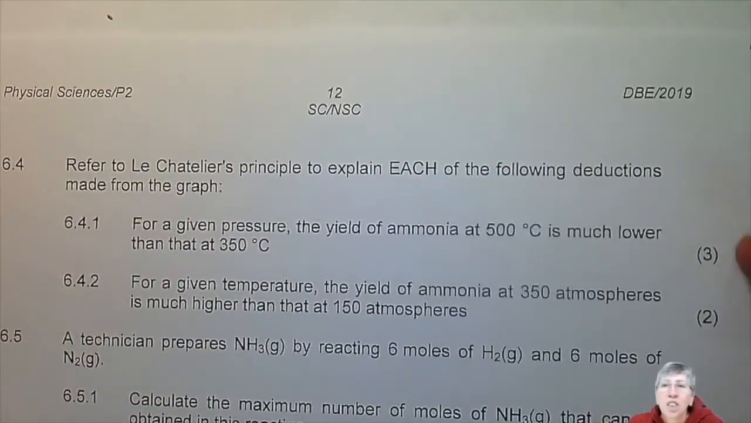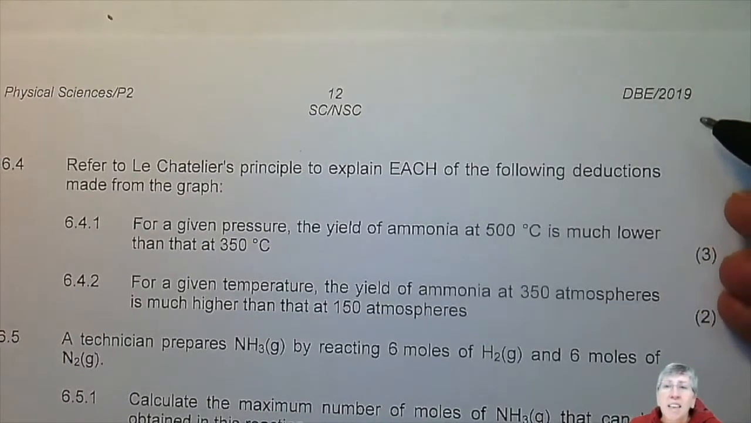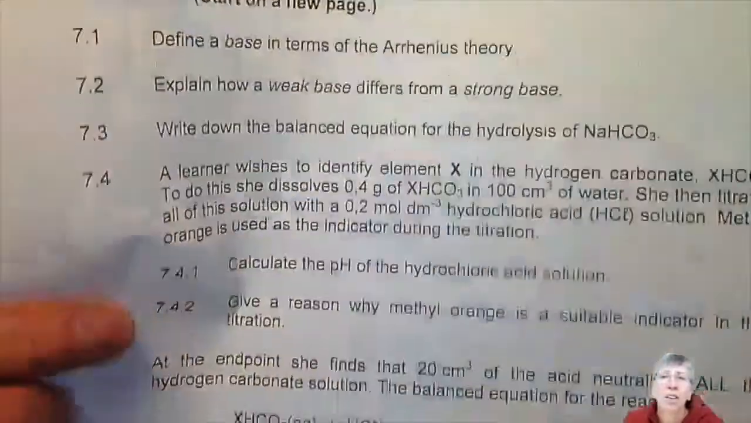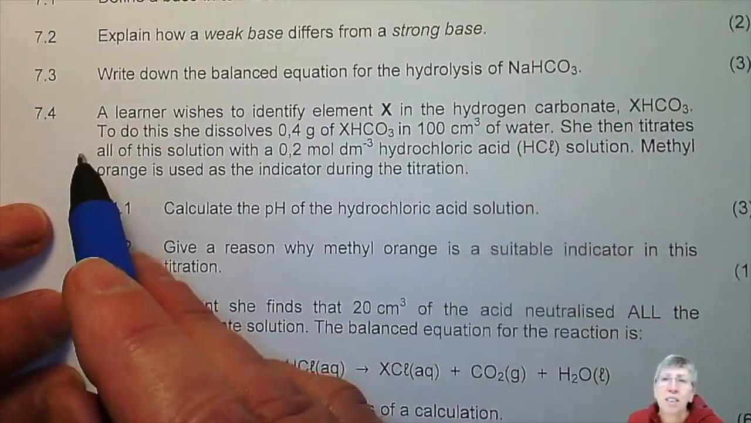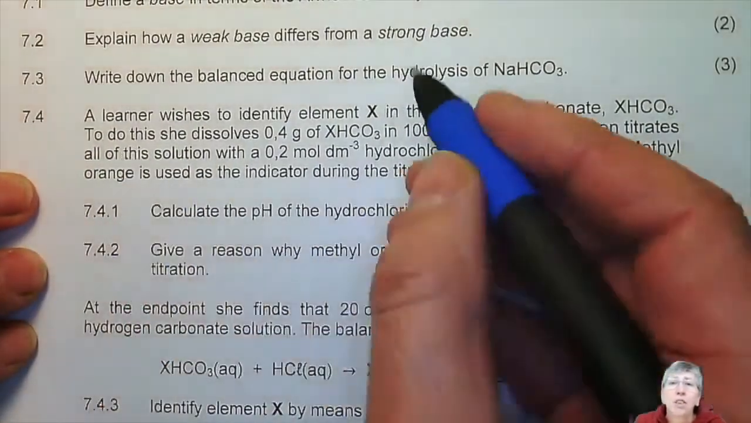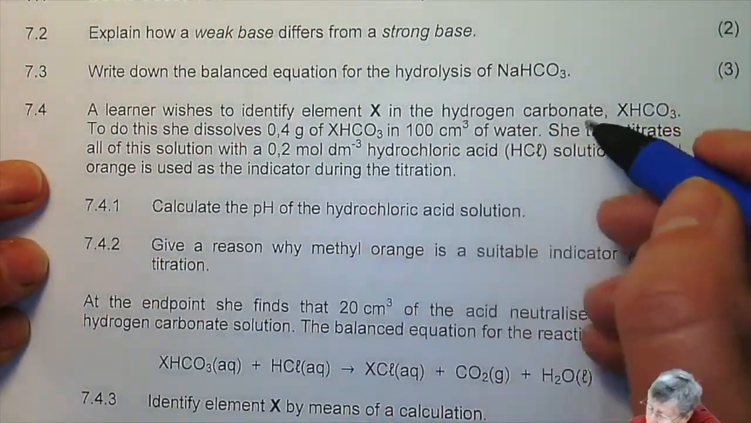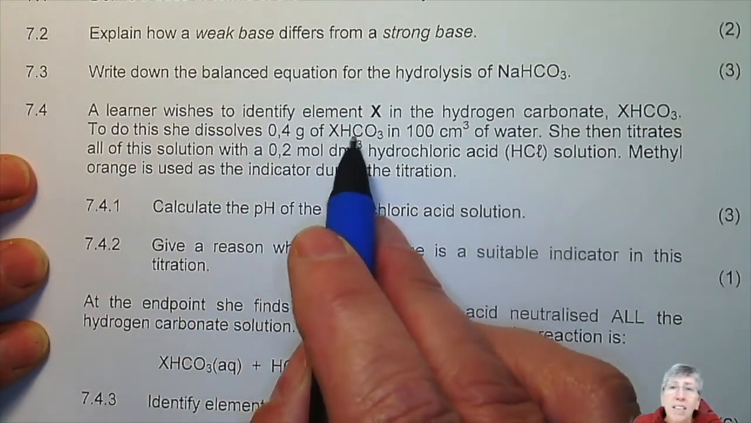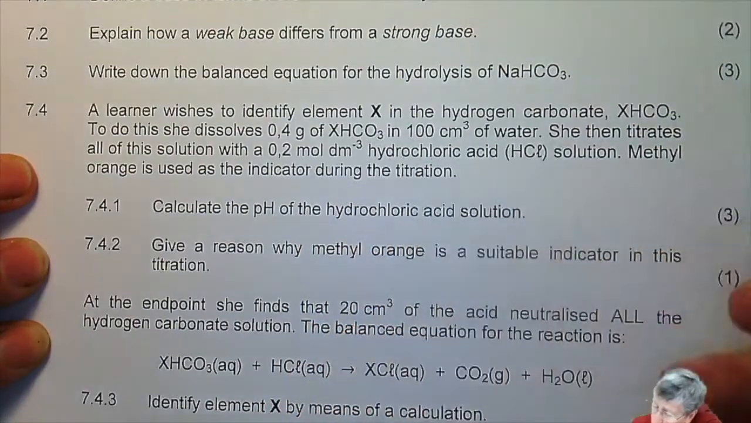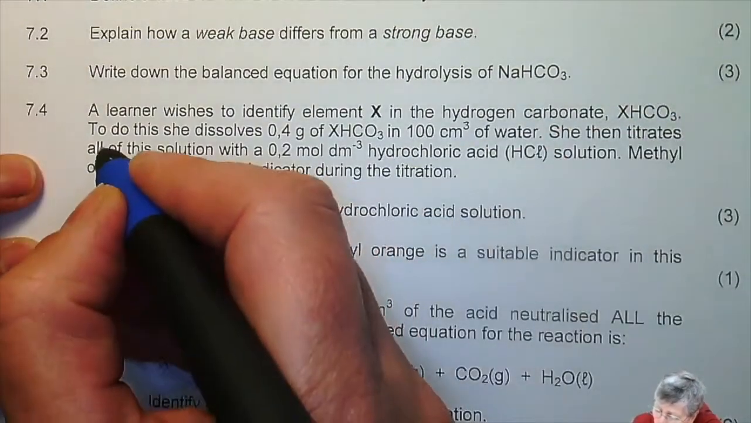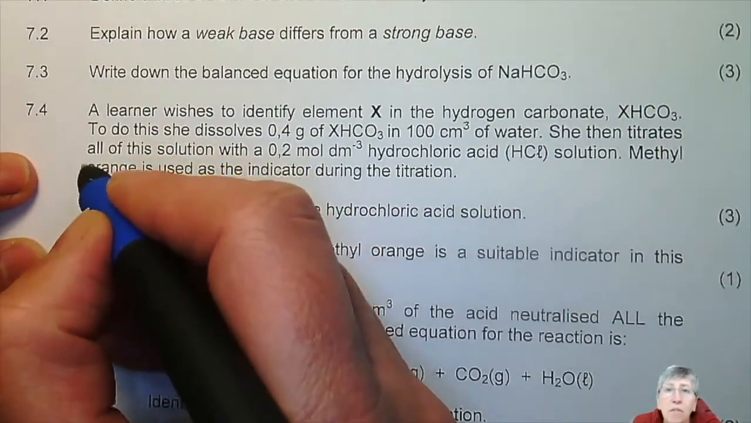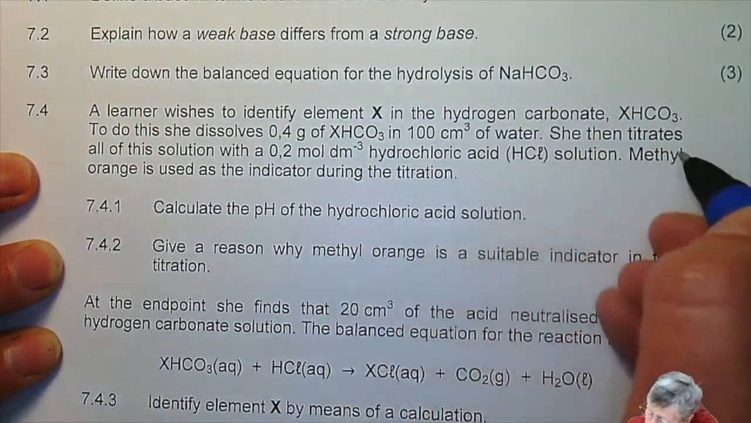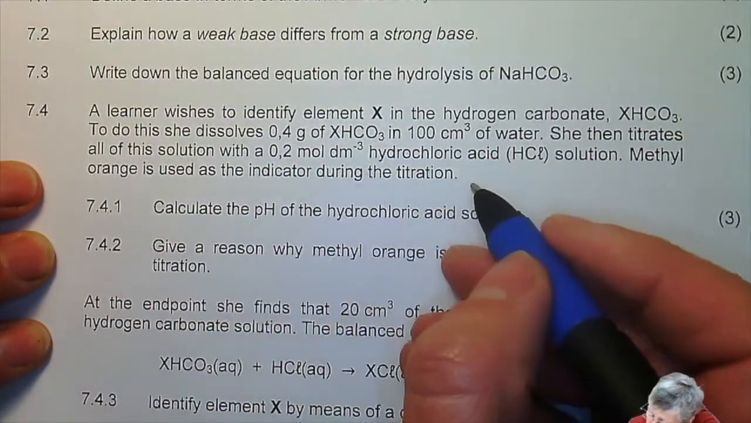Right, for the next question, we're going to look at the 2019 paper in July, and we are not going to do everything. We're moving right up to 7.4. A learner wishes to identify element X in hydrogen carbonate. To do this, she dissolves 0,4 grams of the XHCO3 in 100 cubic centimeters of water, and she then titrates all of the solution. That is important. Everything is being used with a 0,2 moles per cubic decimeter hydrochloric acid solution. Methyl orange is used as indicator during the titration.